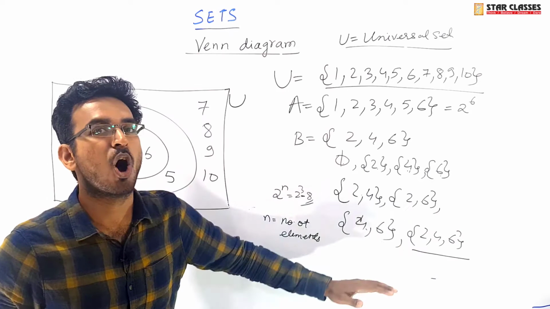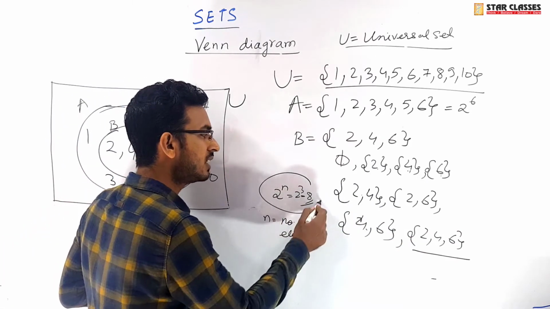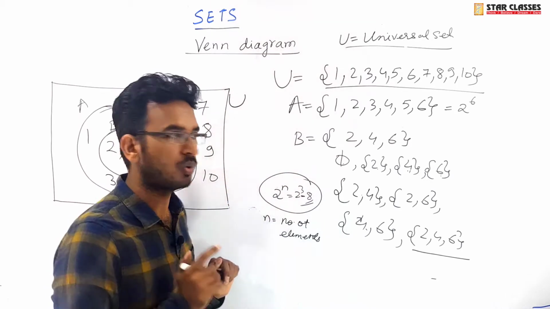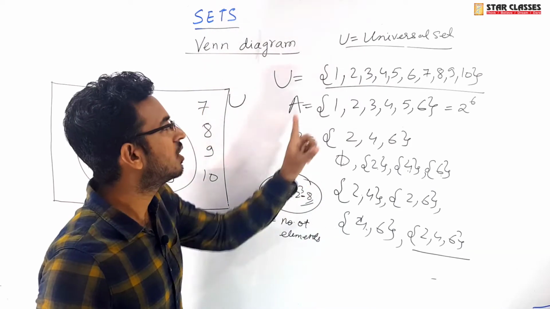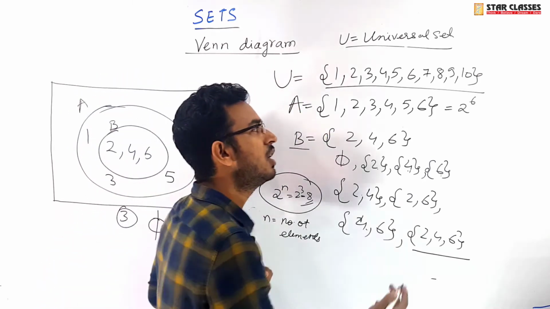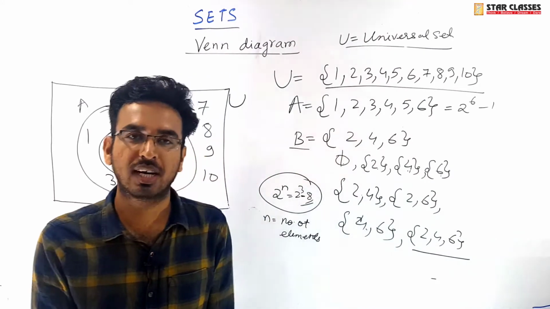So if I say how many proper subsets are there, you can say total number of subsets minus 1 you will do. So the proper subsets of set B will be 8 minus 1, 7. The proper subsets of set A will be 2 raised to power 6 minus 1. I hope you guys understood.